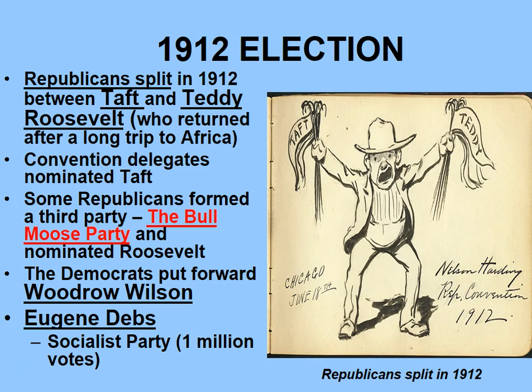Well, this made a lot of Republicans mad, and Roosevelt is going to form a 3rd party. And he called it the Bull Moose Party or the Progressive Party. And of course, Roosevelt's going to be nominated for this. So the Republican Party is going to be split. At any time a major political party is split, and it's happened before in history, the other party is always going to win. The Democrats are going to put forward Woodrow Wilson, and then Eugene Debs for the Socialist Party actually gets about 1 million votes, which is pretty good for a 3rd party and for a socialist.